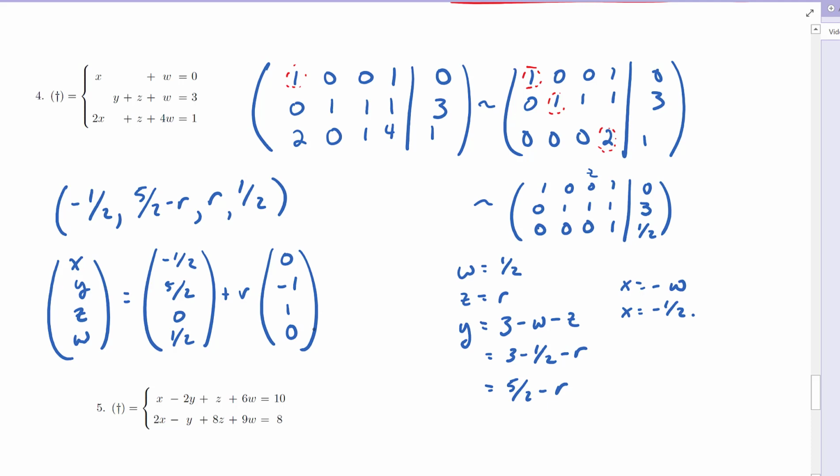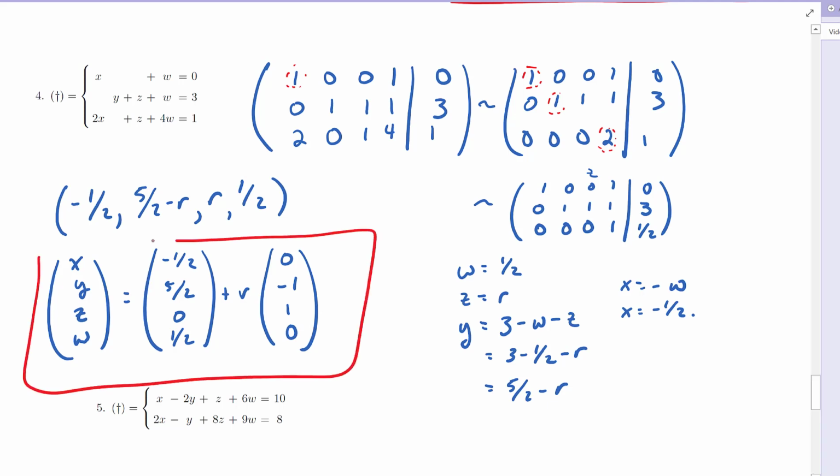Okay? Take a few minutes to see why this information is the same as this information here. Notice X would equal negative 1/2. Y would equal 5/2 minus R. Z would equal R, etc.